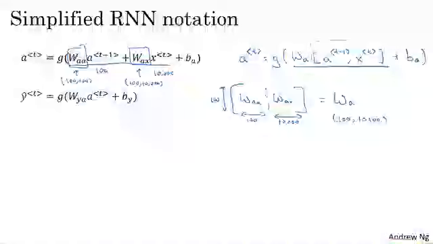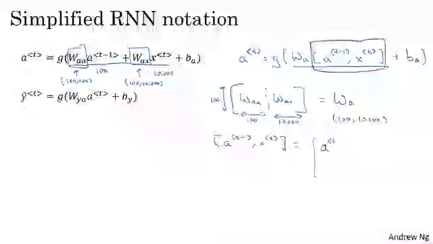And what this notation means is to just take the two vectors and stack them together. So we're going to use that notation to denote that we're going to take the vector AT minus 1, so that's 100-dimensional, and stack it on top of AT.